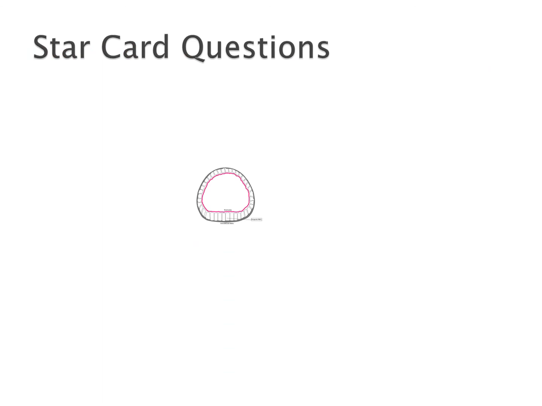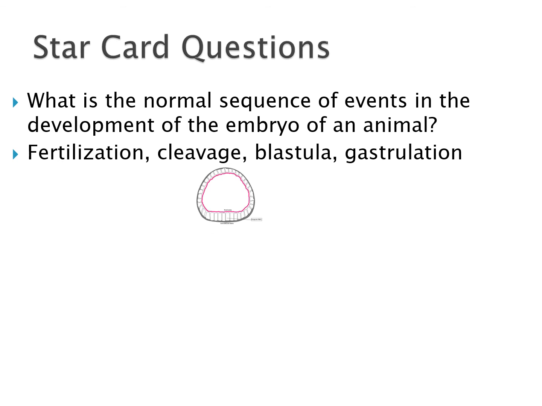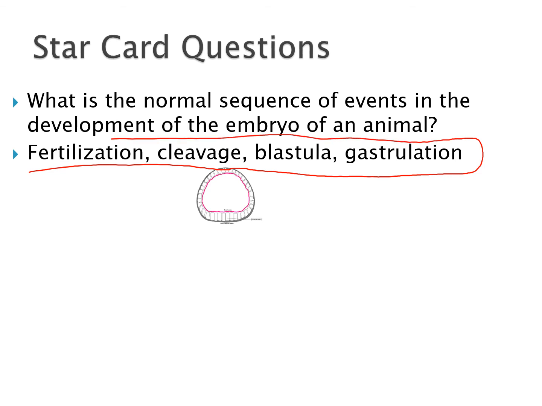But let's review some of the questions because we're finally done with mitosis and meiosis, and we're also done now with asexual and sexual. So, what is the normal sequence of events in the development of the embryo of an animal? Fertilization, right? Cleavage, the blastula, and then gastrulation. Those are your order. So fertilization is a zygote when sperm and egg meet. Cleavage is when the cells begin to divide. Blastula is the stage where we begin to fold inside, and gastrulation is when it begins your germ layers. So remember your ectoderm, mesoderm, endoderm.